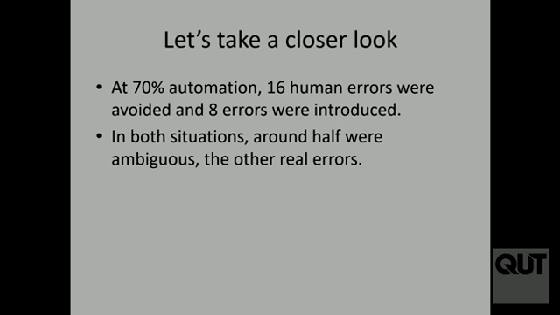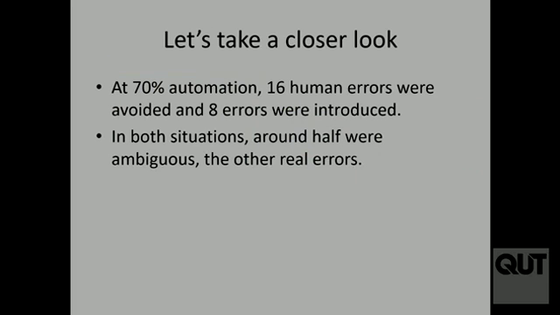So I was curious about this, and I actually took a closer look. At this 70% automation, we found 16 human errors were avoided, and 8 errors were introduced. So we won. The test set here is 2,000 point annotations across 200 images, so it's fairly small. But there's this gap of 8 images. I connected back with the original expert who did the annotations, and I showed him: this is what you did the first time, this is what you did the second time, this is what the machine did. Can you maybe help me understand what's going on?